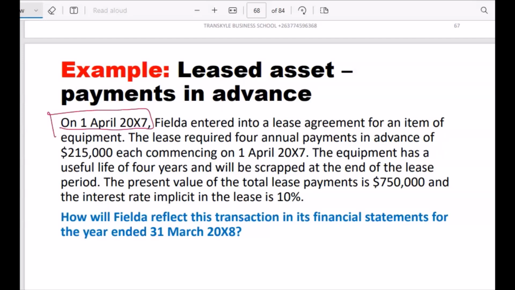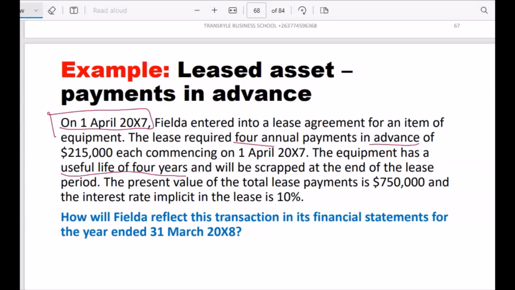The lease required 4 annual payments in advance of 215,000. So these are in advance, commencing on 1 April 2027. The equipment has a useful life of 4 years and will be scrapped at the end of the lease period. So the useful life is 4 years, and this is also a 4-year lease. All right.